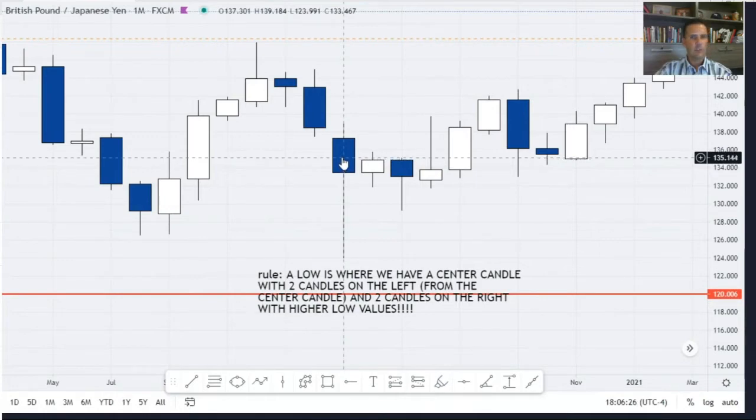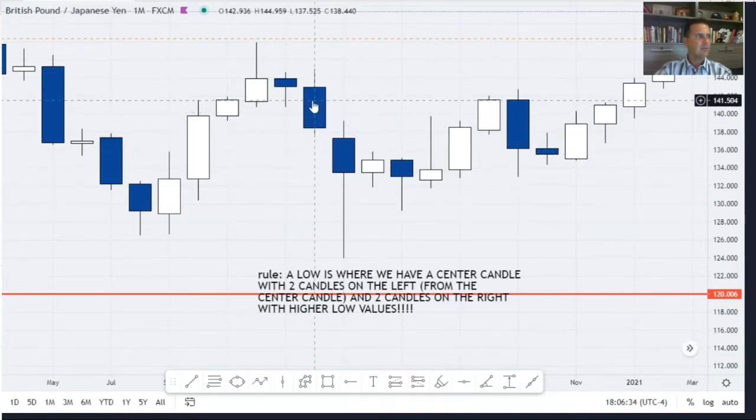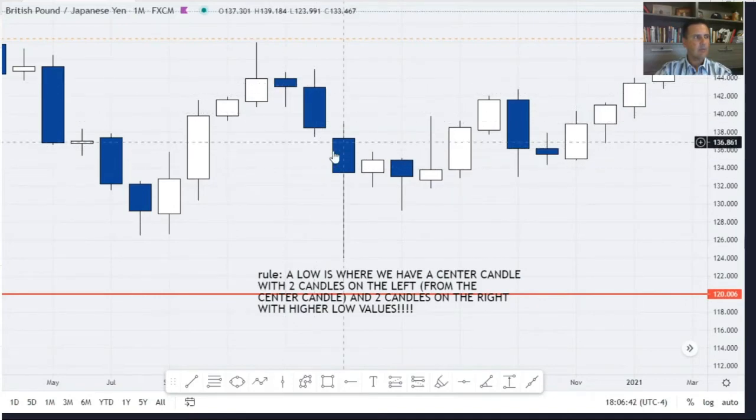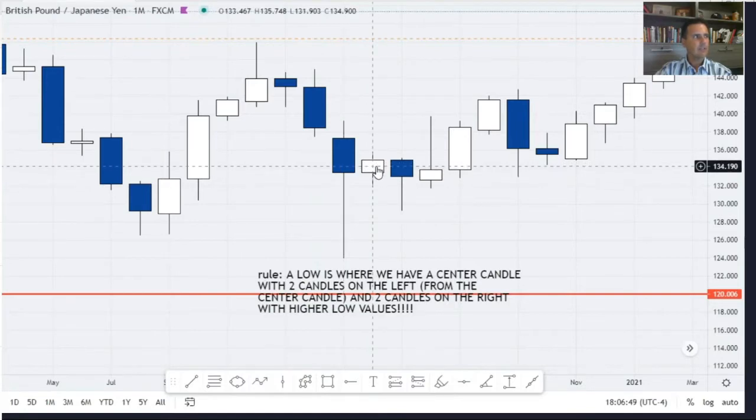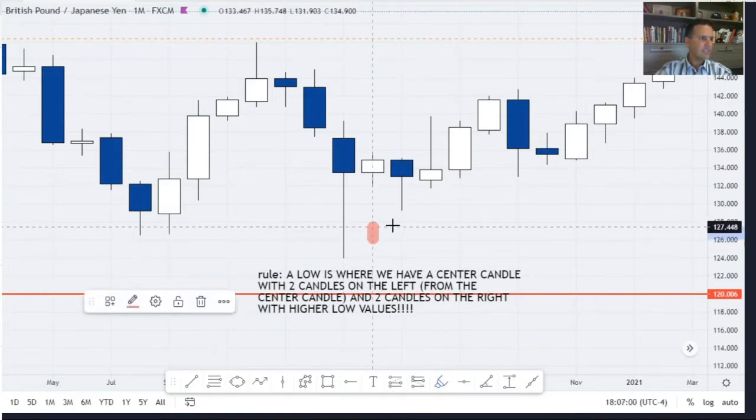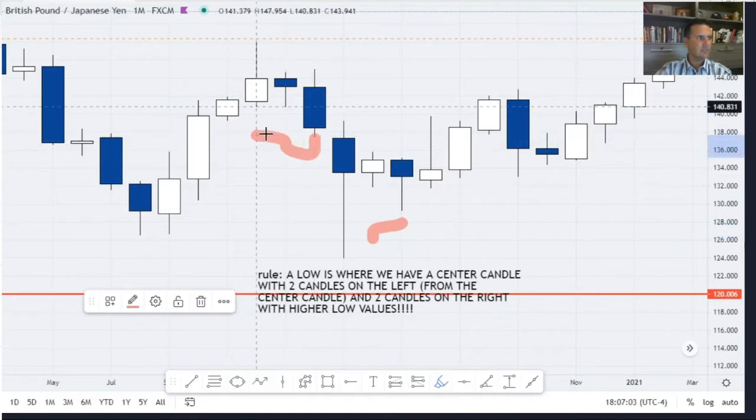123.991. If we scroll the mouse to the first candle on the left, so center it's 123, the first candle on the left it's 137, and the second candle on the left it's 140. So yes, now let's go on the right. We're not going to move the mouse on the right. What is the low value of the first candle on the right? 131, and the second is 129.298. So as you can see, everybody, this concept stands. So yes, this is a low.